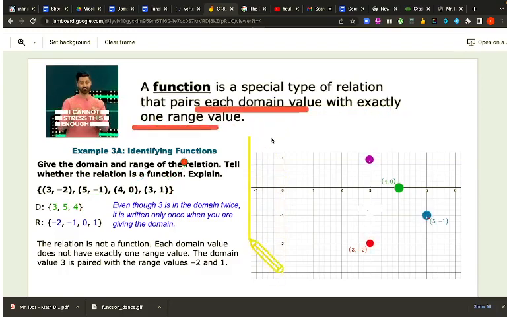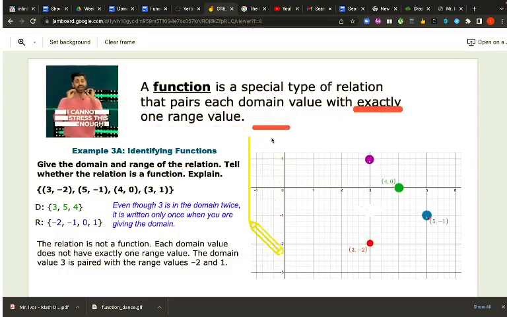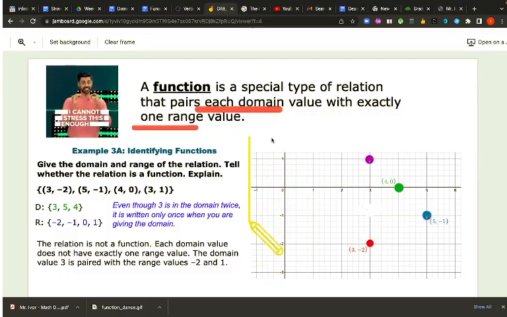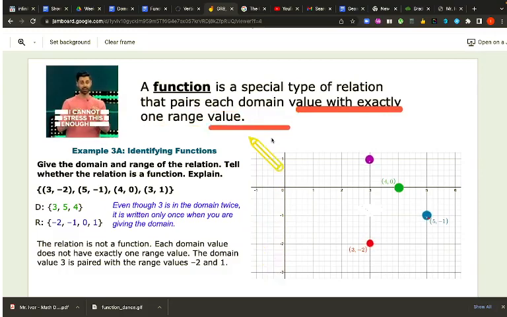Now, it's not quite clear whether you can see it or not, but if you should plot it in the Cartesian plane, you would be able to see it very clearly. So (3, -2) is this point right here. (5, -1) is that point right there. (4, 0) is that point right there. And of course, (3, 1) is right there.